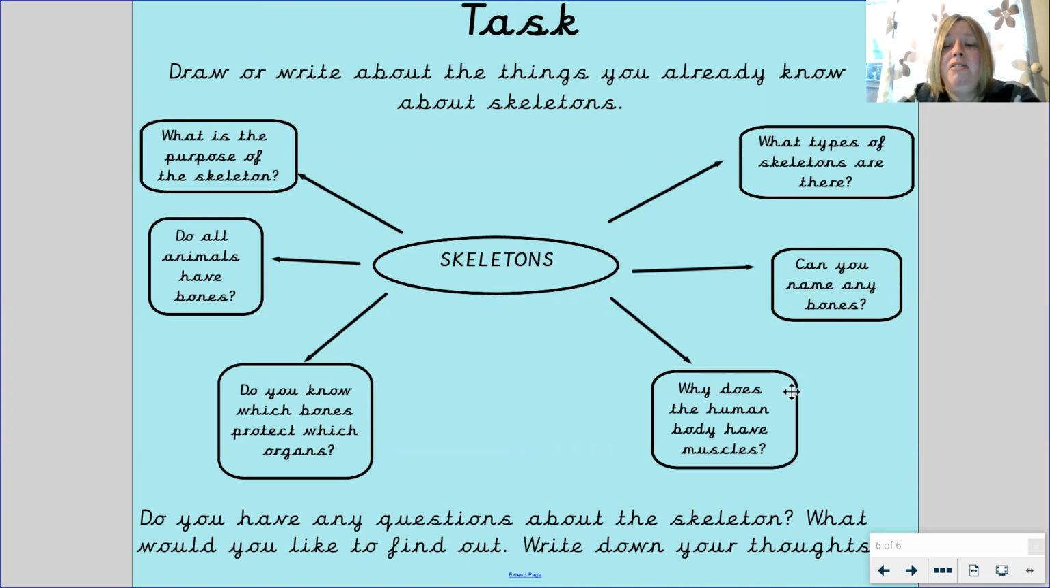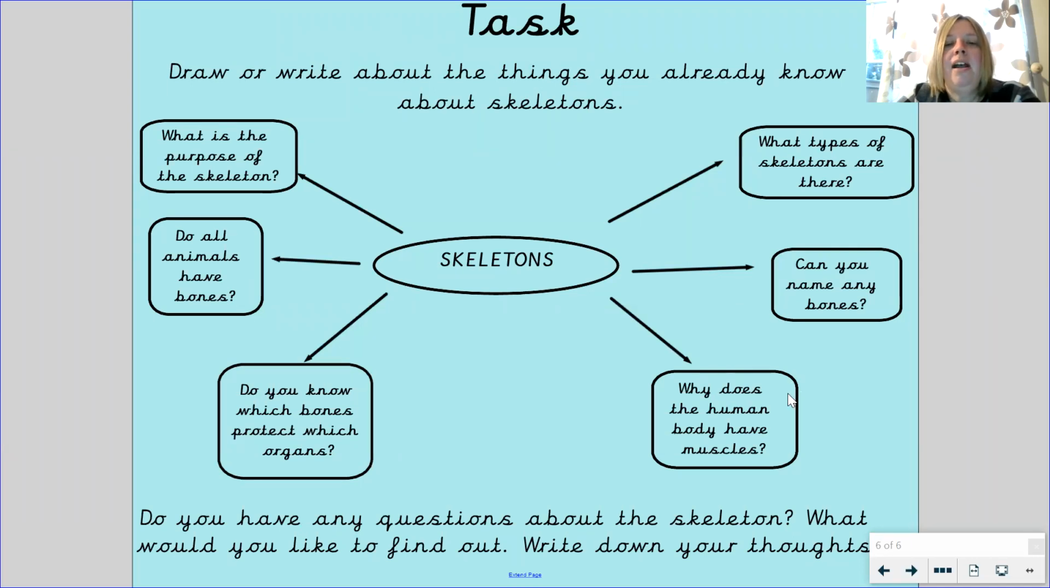And our final question, why does the human body have muscles? So have a little think and answer that question for me about why the human body has muscles.